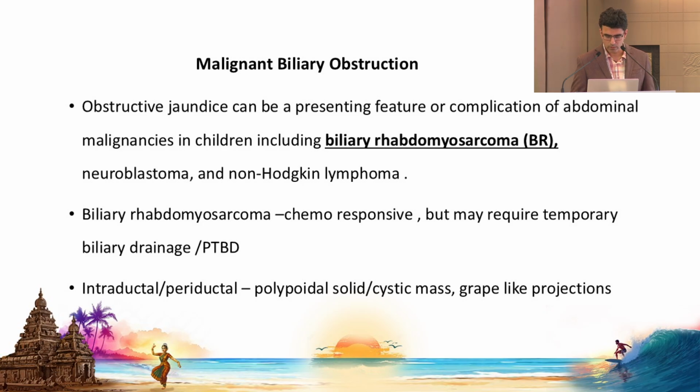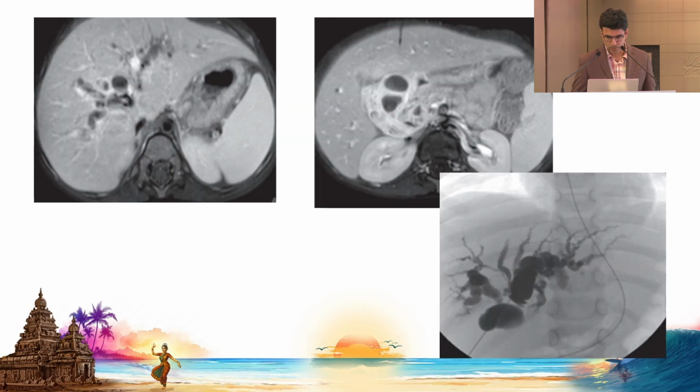Like this is a case of biliary rhabdomyosarcoma, a solid cystic mass lesion at the hilum with proximal IHBRD and cholangitis. So we did an external drainage, and the patient was taken for chemotherapy and did well after the chemotherapy.